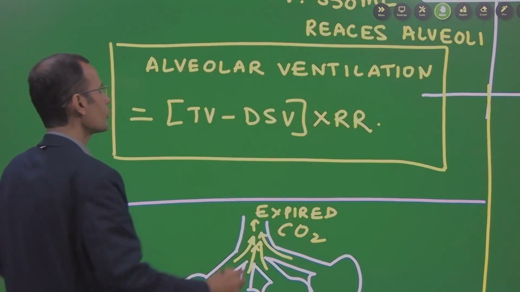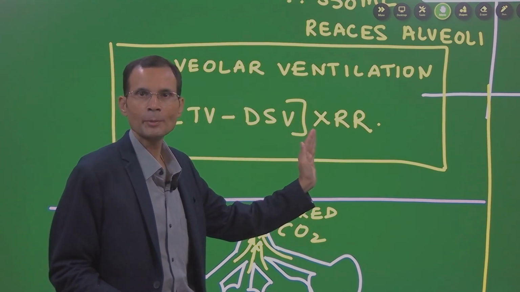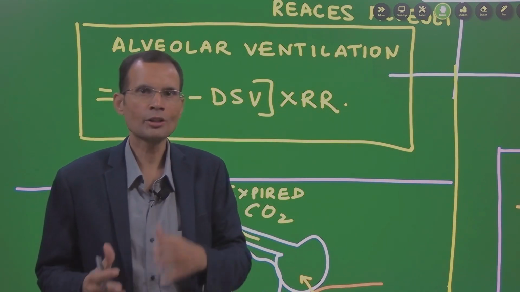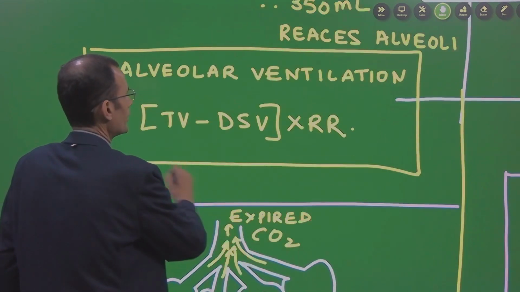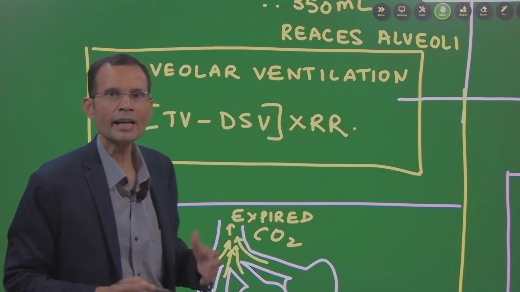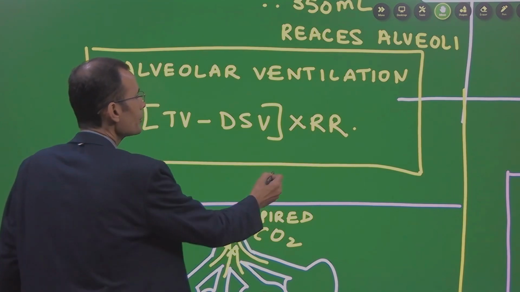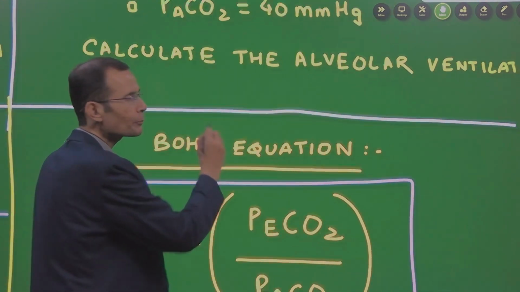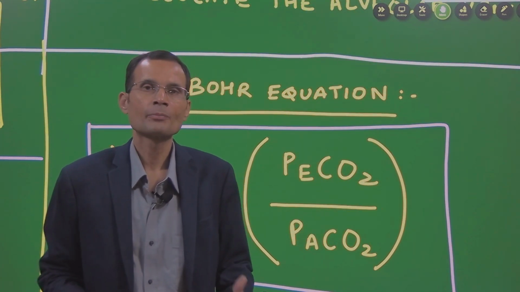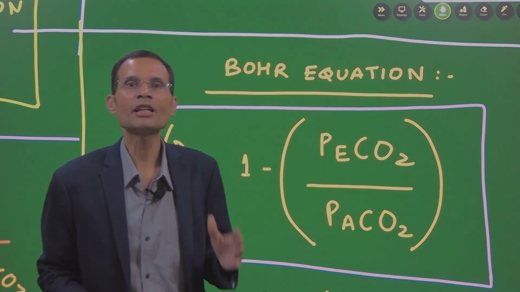And the formula for that would be tidal volume minus the dead space volume, so that the remaining air is reaching the alveoli, multiplied by the respiratory rate. That gives us the alveolar ventilation per minute. Now, tidal volume and respiratory rate are already given in the data, but dead space volume was not mentioned, and that means we need to calculate dead space volume first, and that's where the real crux of the MCQ lies. How do you calculate the dead space volume from the given data? It is by the Bohr equation.